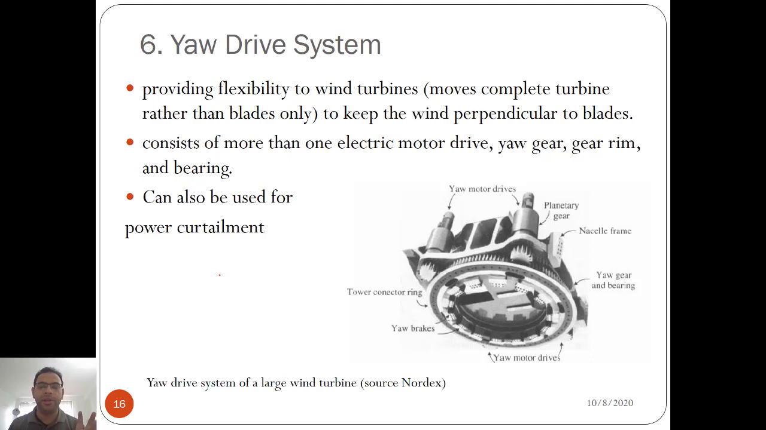By power curtailment, I mean, rather than applying the brakes, we adjust the position such that it becomes parallel, and there is no electricity generated. There is no wind that creates a pressure difference between the blades. But this power curtailment mode using the yaw drive system is not used nowadays. Rather, we use the pitch system that we discussed earlier.